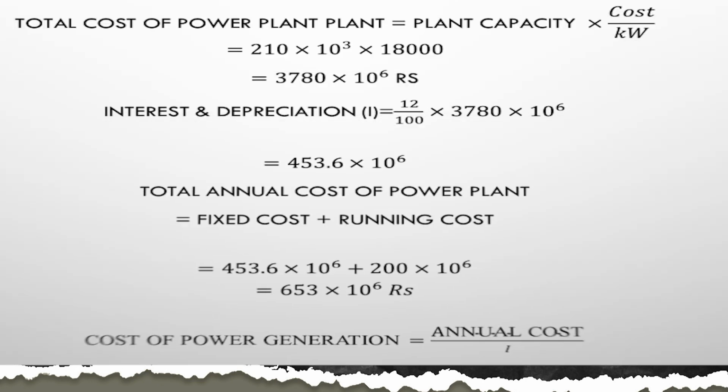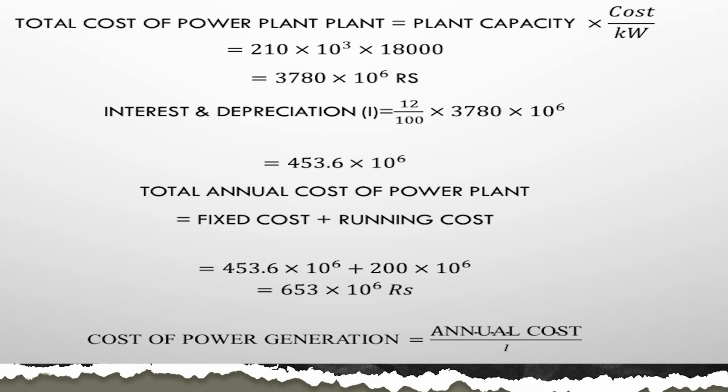Now, how can we express the total cost of the power plant? I can express the total cost of power plant as the capacity into cost per kilowatt. So this is the plant capacity, we know 210 into 10 raised to 3 into 18,000 is the value. These two things are given. Total cost of power plant I will find as 3780 into 10 raised to 6 rupees. Thus this is the total cost of power plant.